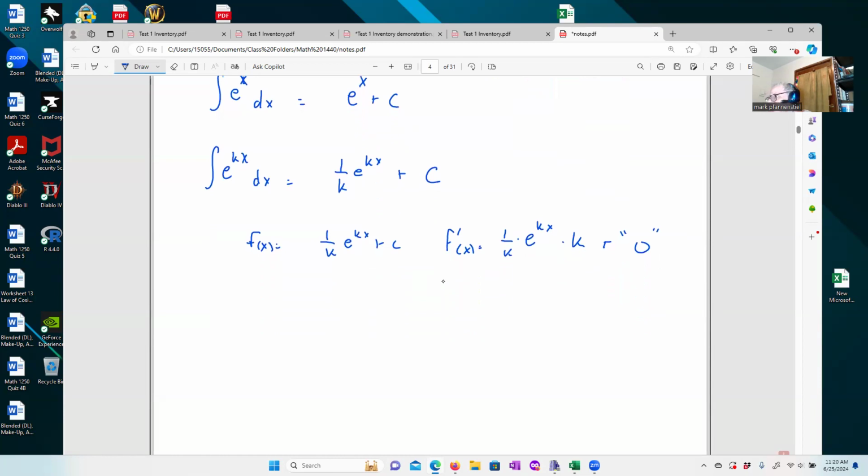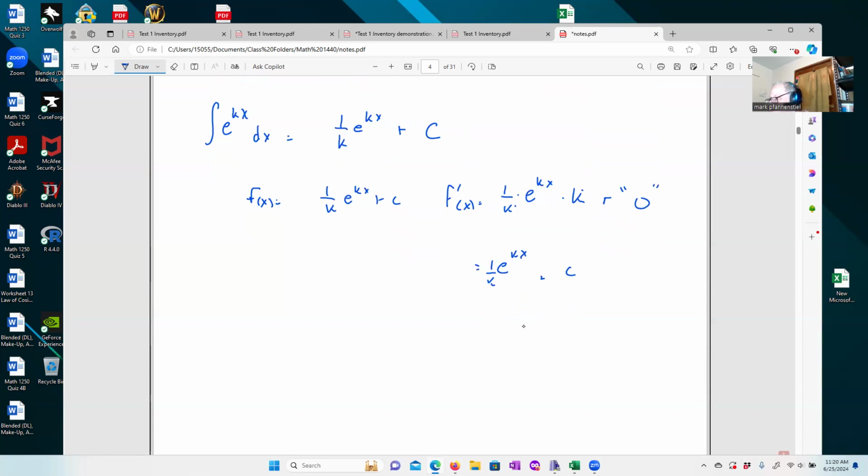I write this so that you guys can follow along and see exactly what happens. Nobody actually writes this. What's going to happen here is we have a k divided by a k, so our answer is going to be e to the kx, and then we have a c. So when we are integrating e to the kx, the answer is going to be 1 over k, e to the kx plus c. So that's the other exception to the rule that works for us for those cases.